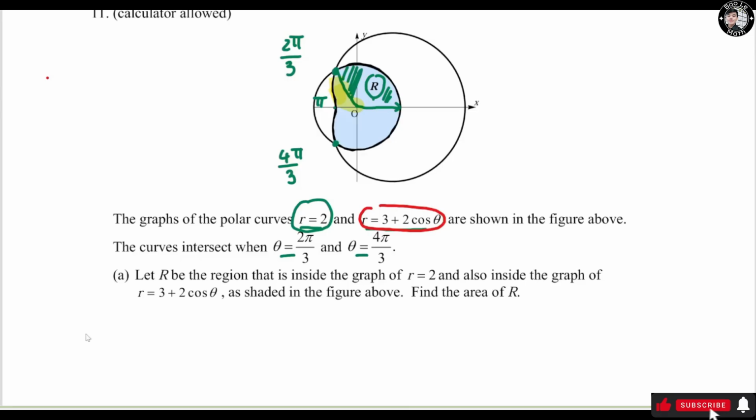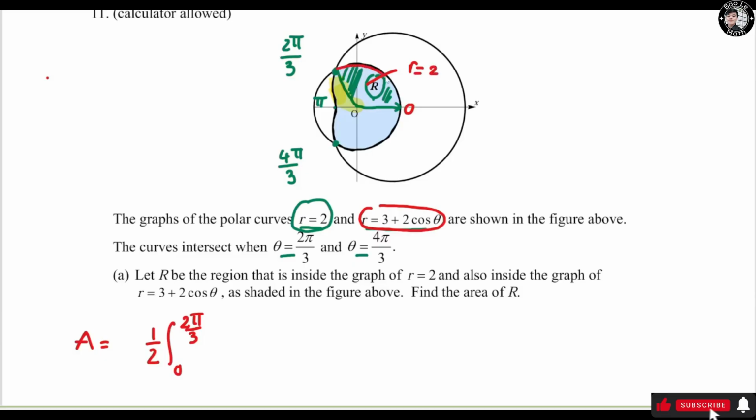So we have A is 1/2 the integral from 0 to 2 pi over 3, right? Of the radius squared. So this guy right here is enclosed by radius equals 2, right?